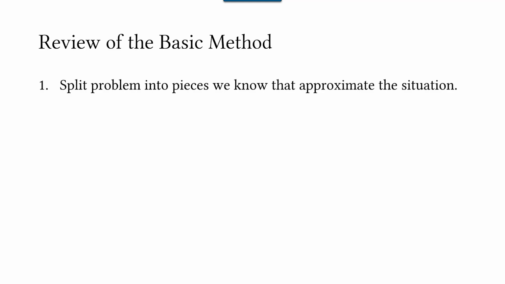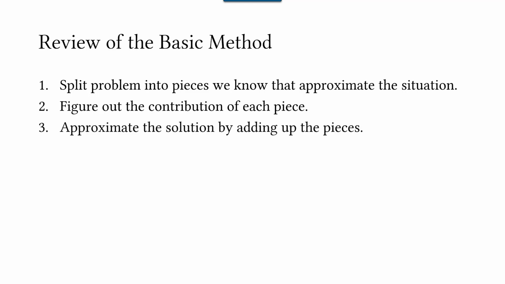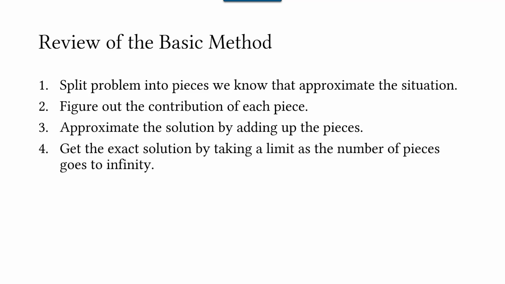The basic method for problems with varying density will be the same as the method for solving our previous kinds of problems. We start by splitting the problem into pieces we know that are going to approximate the situation. We'll figure out the contribution of each of the pieces. If we then add up all of the contributions of each piece, we get an approximate solution to the entire problem. And then finally, we would get an exact solution if we took a limit as the number of pieces goes to infinity.